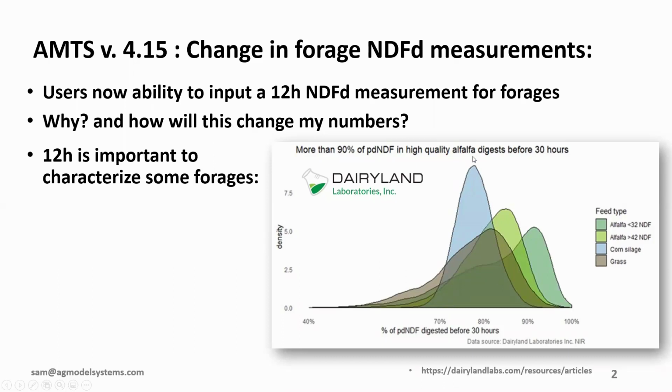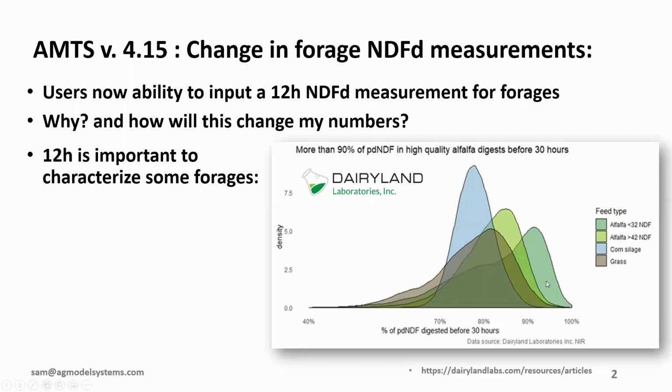Essentially, let's take corn silage as this big center one. This is giving us an idea of the amount of the digestible NDF that's digested before 30 hours. And so you can see with corn silage, it's a fairly narrow peak, and quite a bit of the samples are digested kind of all in this fairly narrow range compared to the other forages. So what this would mean is that we probably would suspect that for a feed like corn silage, the 12-hour NDFd will be a little bit less important than for a feed like low NDF alfalfa.